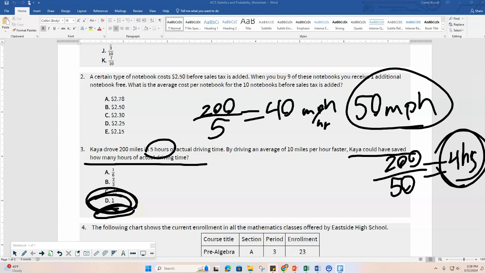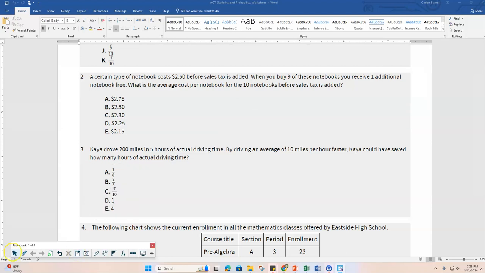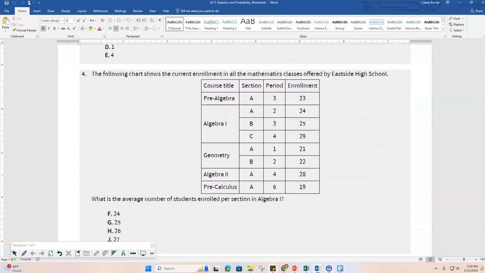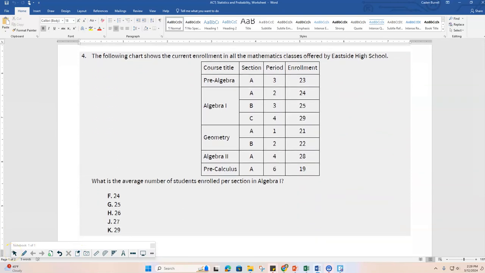Okay? Any thoughts, comments, concerns, suggestions, recommendations? Cool. Let's move on to number 4. Okay, I'll give you a minute. The chart shows the current enrollment in all the mathematics classes offered by Eastside High School. Average number of students enrolled per section in Alpine.